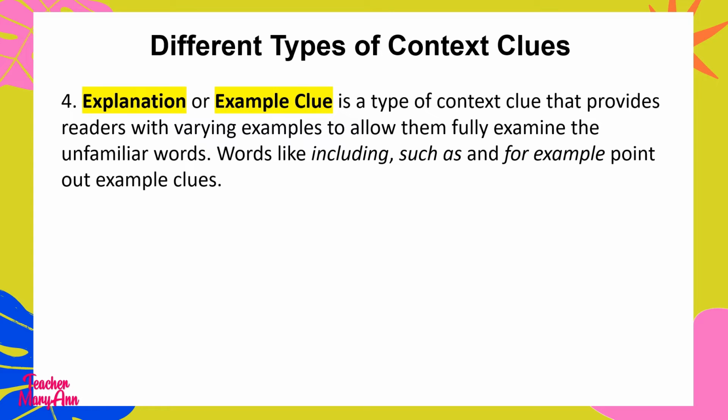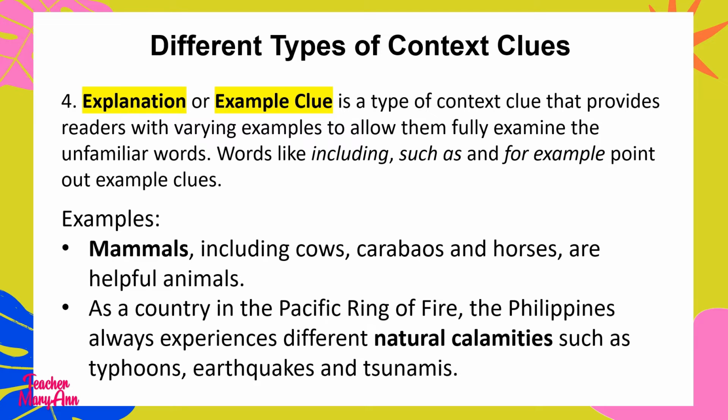Number 4, explanation or example clue. It is a type of context clue that provides readers with varying examples to allow them to fully examine the unfamiliar words. Words like including, such as, and for example point out example clues. Examples: Mammals, including cows, carabaos, and horses, are helpful animals. So in this sentence, it explains that mammals are helpful animals by giving the examples like cows, carabaos, and horses.